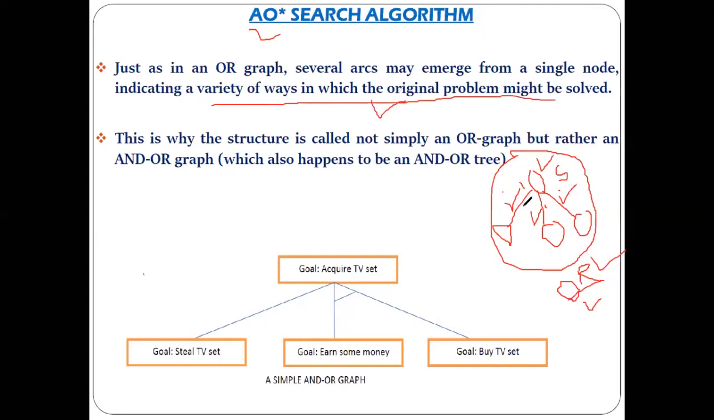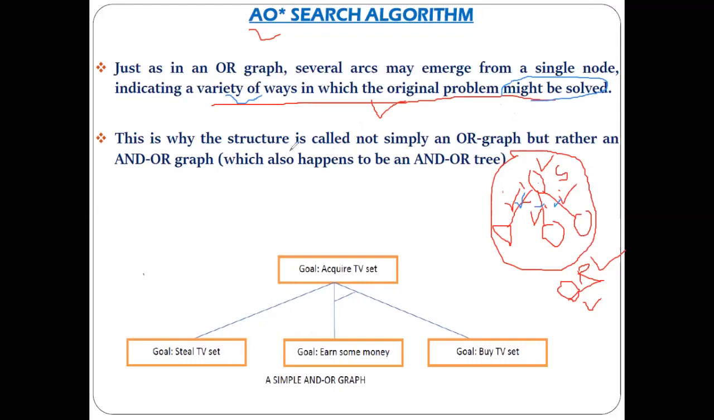Yes or no? Now the number of arcs emerging from this single node. This is one arc, this one is another arc, and this is another arc. Now three arcs are emerging from this starting node. Its meaning is that there are a variety of ways, or a number of ways, using which the problem might get solved. Correct or not?